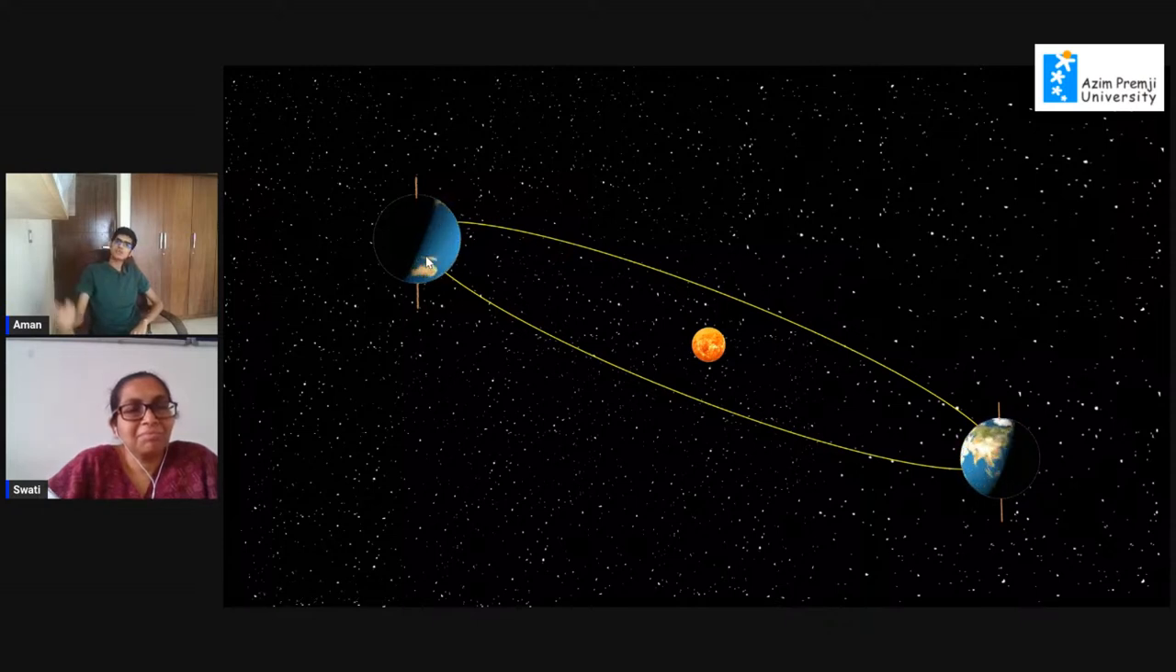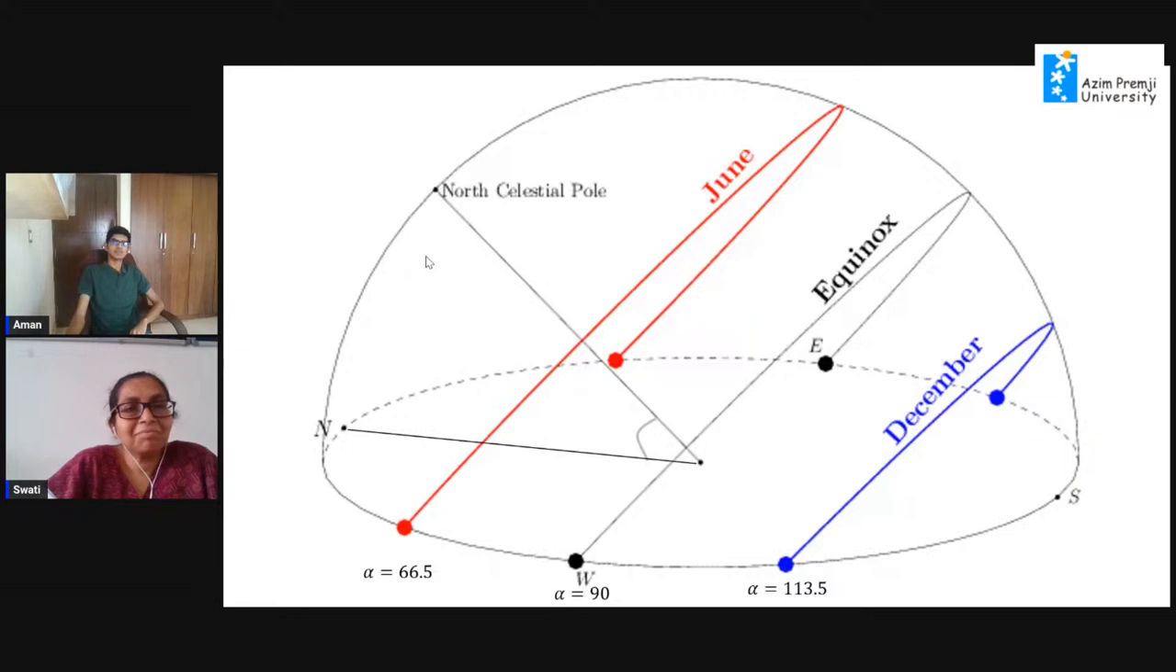Now that we know the value of alpha in summer and winter, we can at least plot the path of the sun on 4 days of the year, with a little bit of extension. The circle that you see here is the horizontal plane. This shows the path of the sun on the June solstice, which is today, here in red, and on the December solstice in blue.